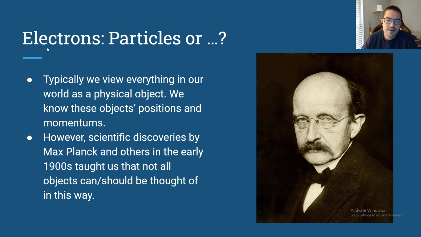With electrons, we have to be a little bit careful, okay? And that is because of starting about 100 years ago, actually more like 120 years ago at this point, some scientific discoveries by this guy, Max Planck, and others, taught us that not all objects can or should be thought of in this way. So we can't think of all things as being physical objects, like tangible, hold on to it, we know exactly where it is and how fast it's moving. Things get a bit complicated, okay?